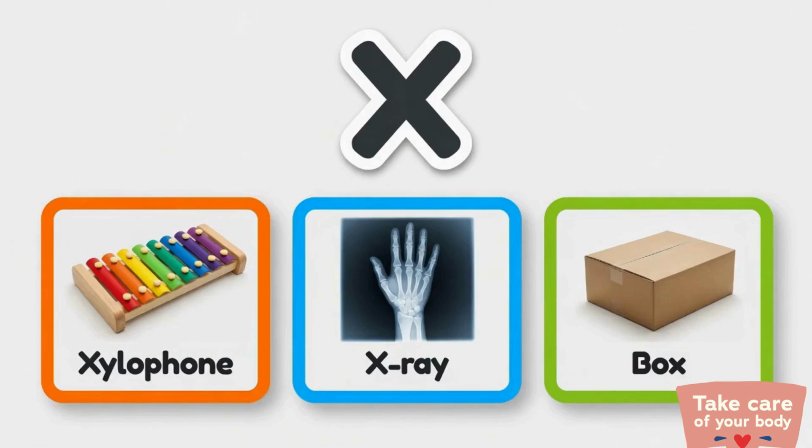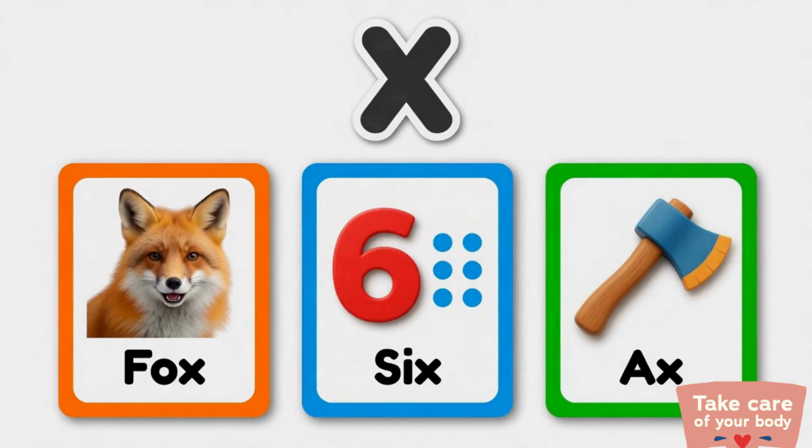This is the letter X. X is for xylophone. X is for X-ray. Box has an X. Fox has an X. Six has an X. Axe has an X.